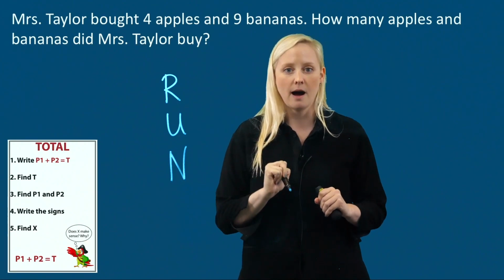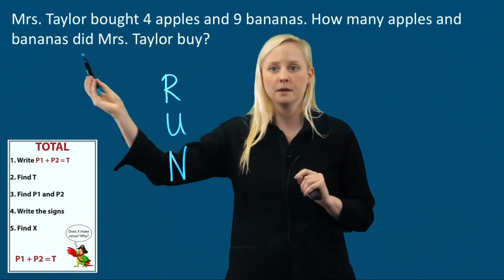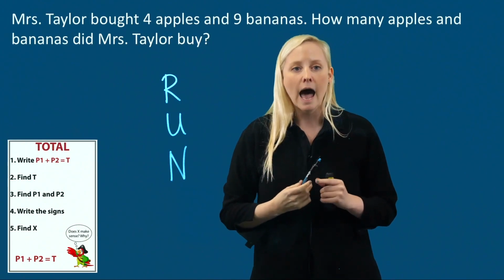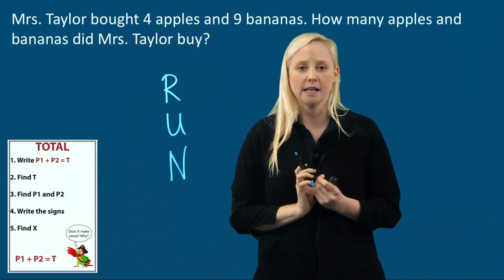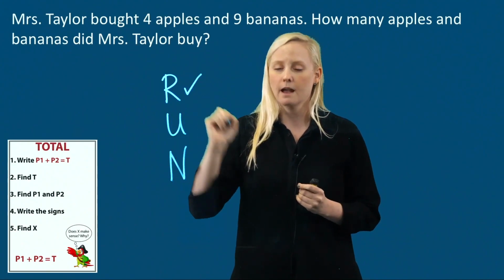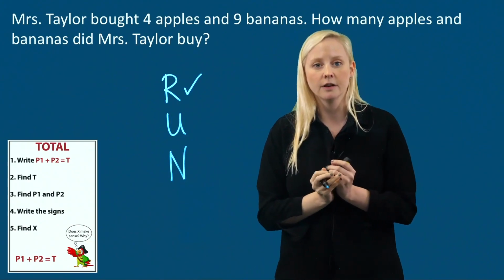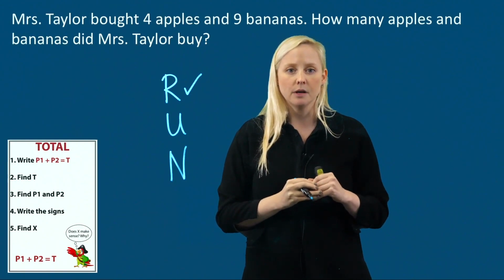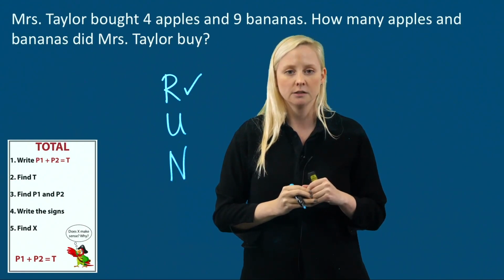R stands for read the problem, so I'm going to read the problem. Mrs. Taylor bought 4 apples and 9 bananas. How many apples and bananas did Mrs. Taylor buy? I've read the problem, so I'm going to check that off. Our next step is U. U stands for underline the label and cross out irrelevant information.